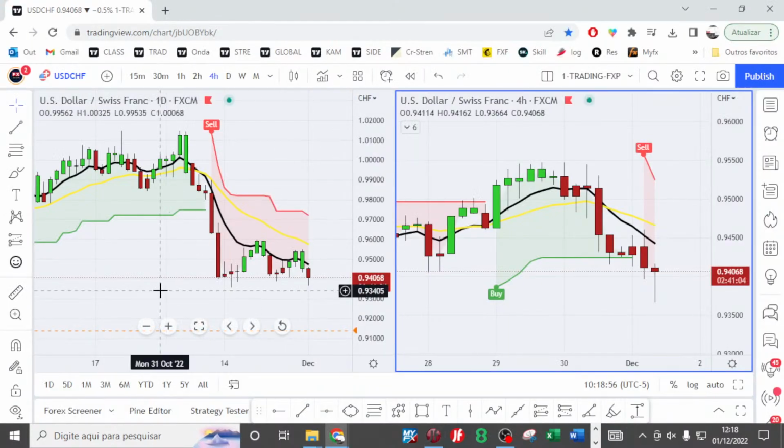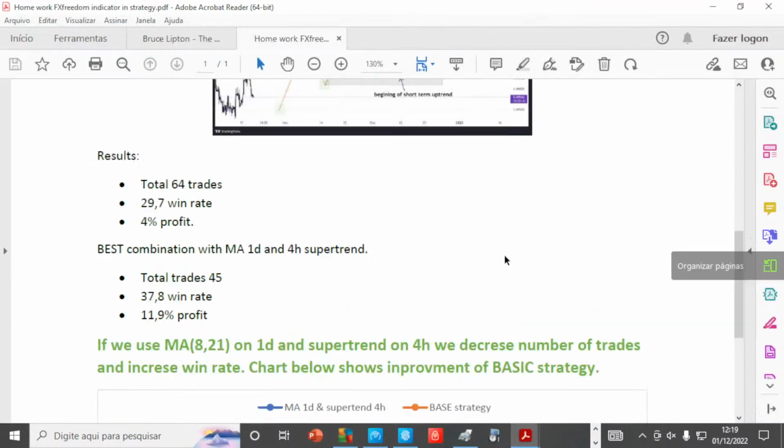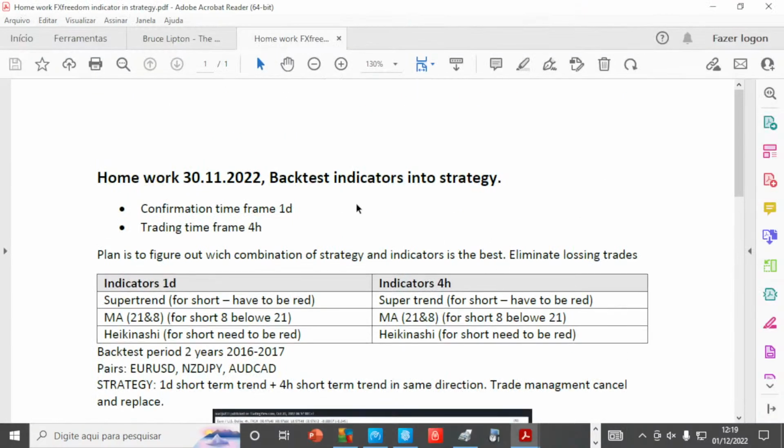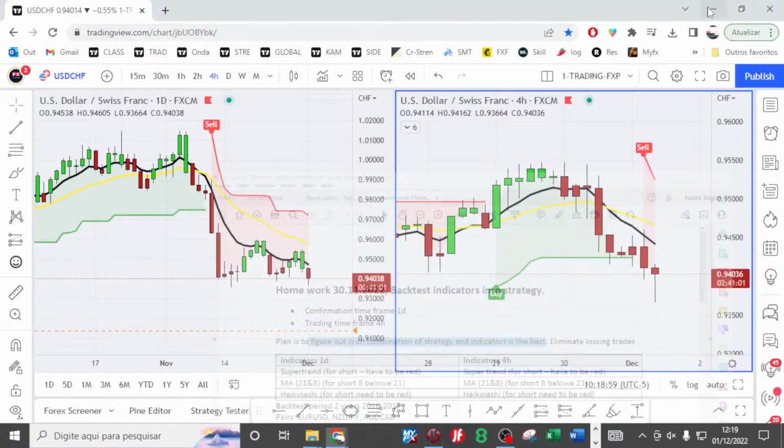Everybody, did you do the homework from yesterday? This is Matthias' homework. What was the homework? Figure out a few indicators and figure out which combination of strategy and indicator is best to give you a better advantage. Boss, can I trade without indicators and systems? Answer, yes you can.